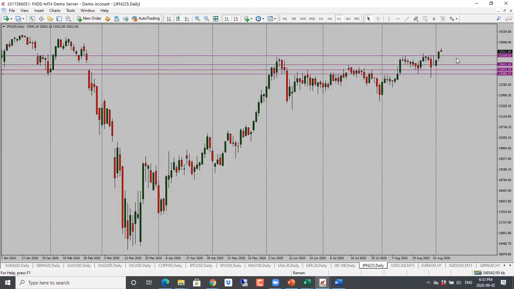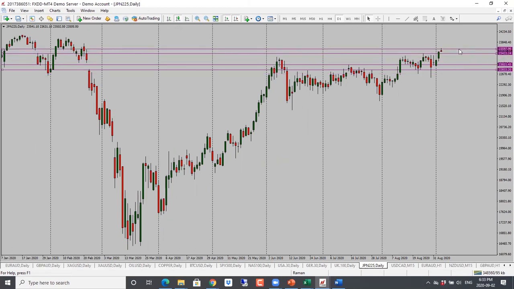And we have Nikkei. Nikkei has also broken through the resistance at this point. And next target here, we are right into the next target, which is 23,600. And beyond that, we're looking at 23,780. So bullish bias here for Nikkei as well.